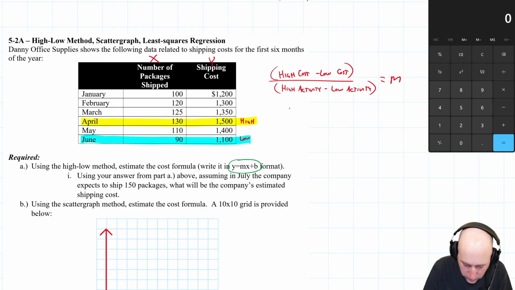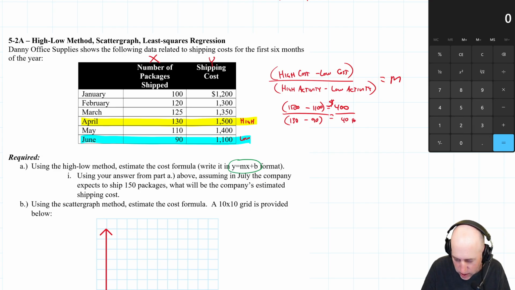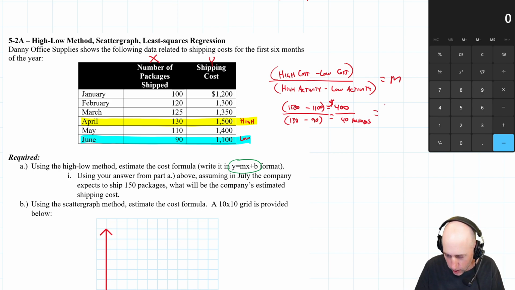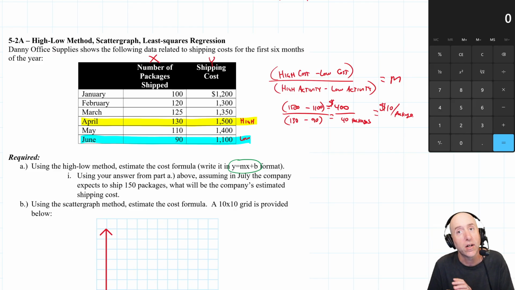Okay, high cost minus low cost, 1500 minus 1100 equals 400. That's my numerator. My denominator is 130, my high activity minus low activity, 130 minus 90 equals 40. And let's remember what this is: $400 divided by 40 packages shipped. So our M is $10 per package shipped. That is our variable cost per unit. It costs me $10 per package in additional costs.